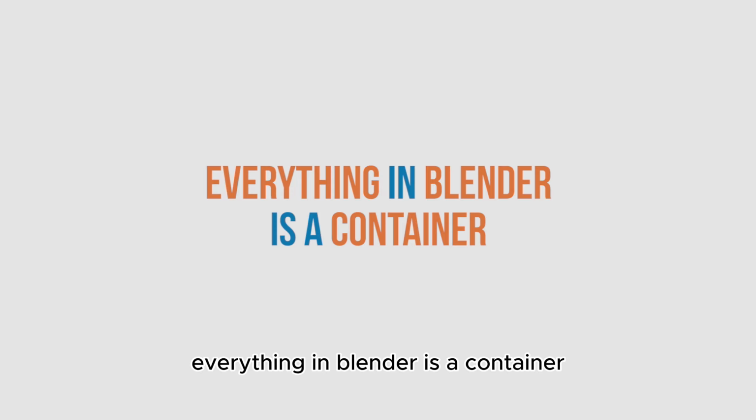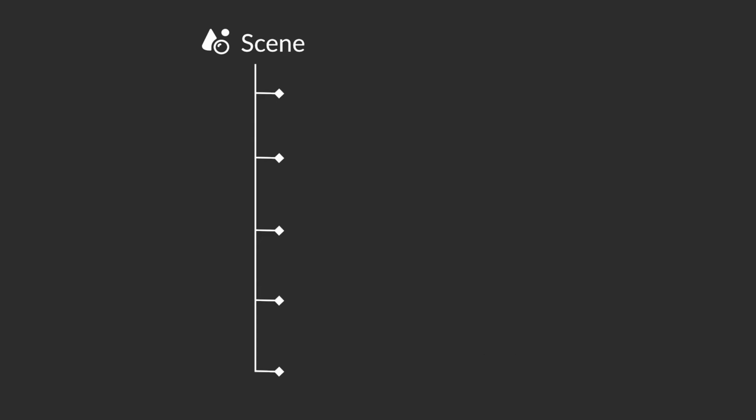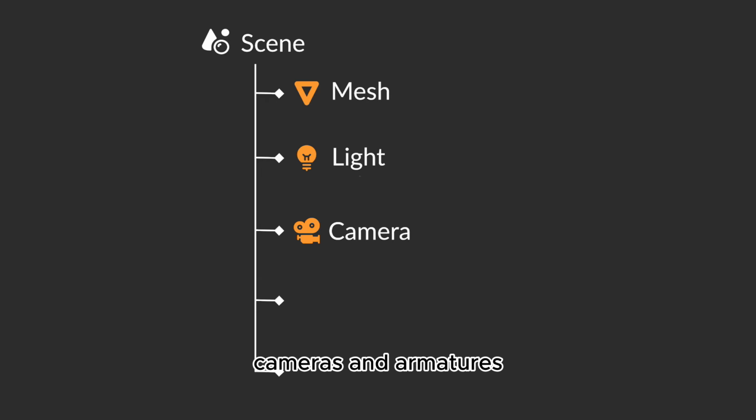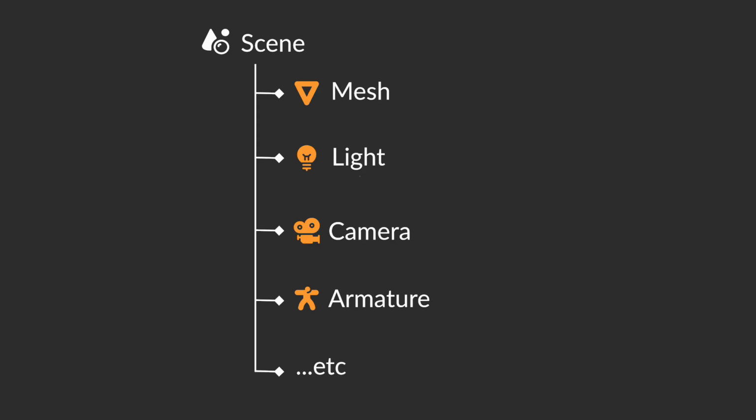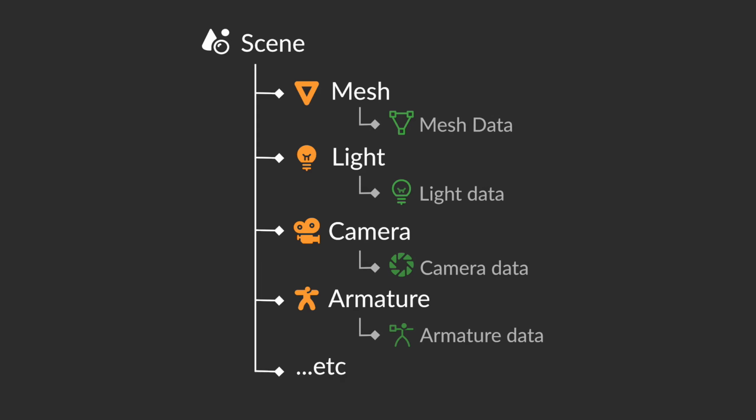Everything in Blender is a container. You're starting with your 3D scene. That is a container for objects. And we've obviously got different types of objects, meshes, lights, cameras, and armatures. And each of these types of objects have their own data that can be attached. So obviously when you've got a camera, it's the camera data. When you've got a mesh, it's the mesh data. When you've got an armature, it's the armature type data.